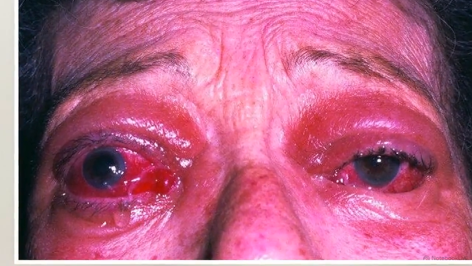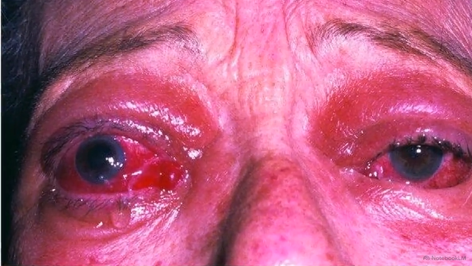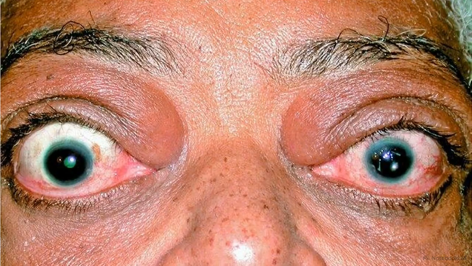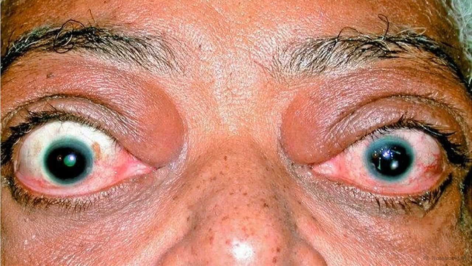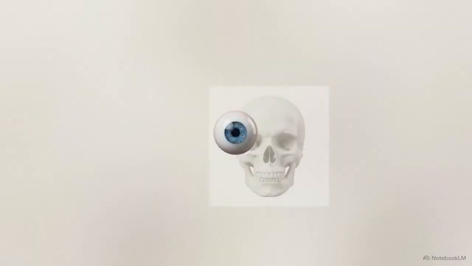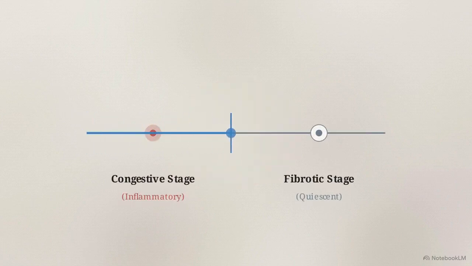If left unchecked, the active inflammation can rapidly engulf the soft tissues of the eye. Beyond simple swelling, advancing pathology can push the globe entirely past the protective barrier of the eyelids, leaving the ocular surface dangerously exposed. To accurately identify and treat orbital disease, clinicians must deconstruct these visible surface symptoms to deduce the hidden pathology underneath and establish precisely how far along the disease progression we are.